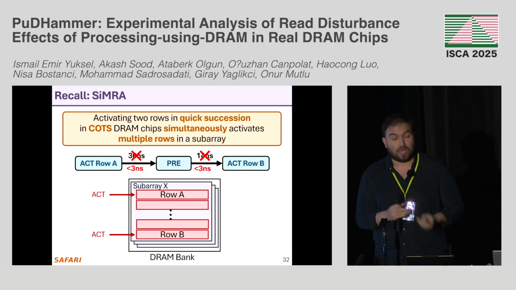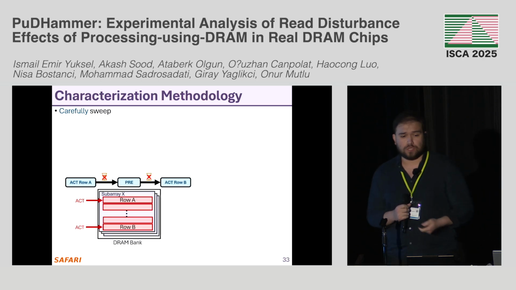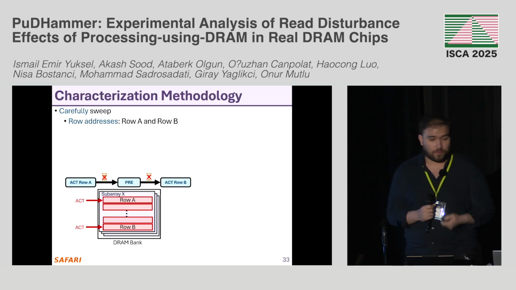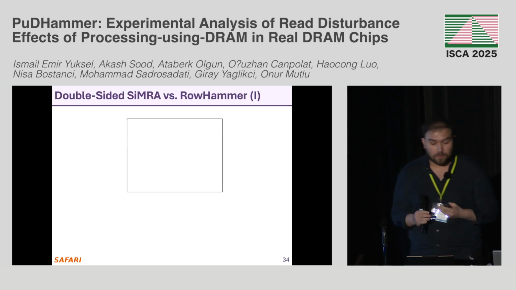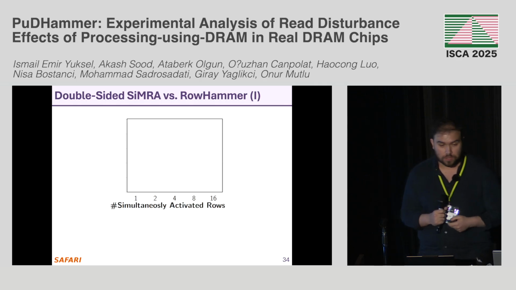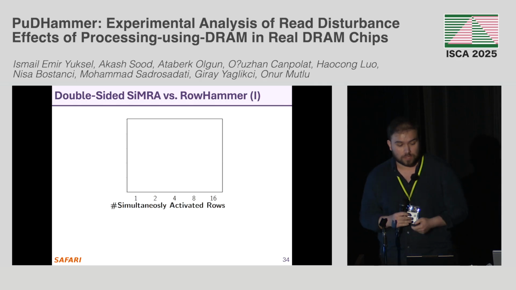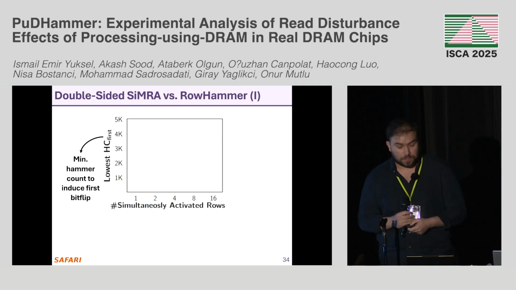Now let's see the effect of simultaneous multiple row activation. Recall that this activates multiple rows simultaneously. Again, the characterization methodology is the same as before: we sweep row addresses, timings, data pattern, and temperature. Now let's see how it behaves compared to RowHammer. On the x-axis, we have the number of simultaneously activated rows from 1 to 16, where 1 represents RowHammer. On the y-axis, we have the lowest HC first.